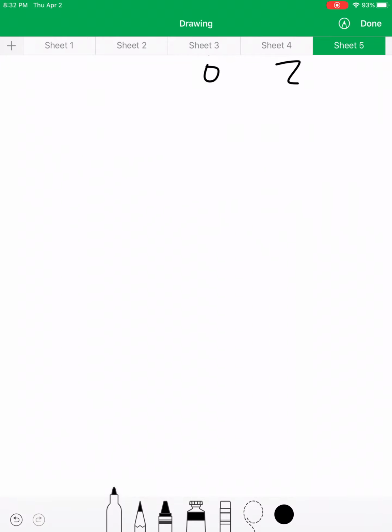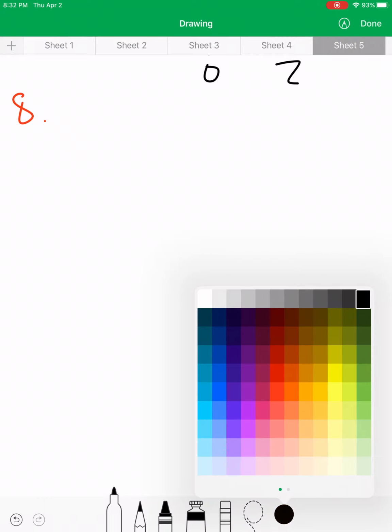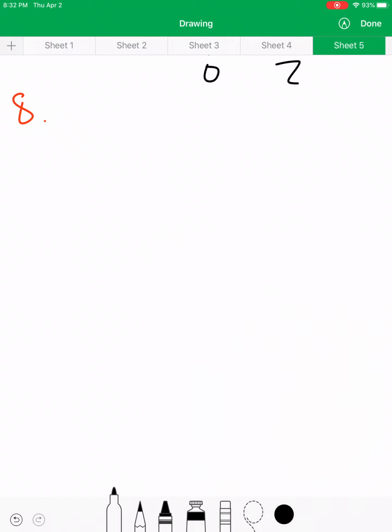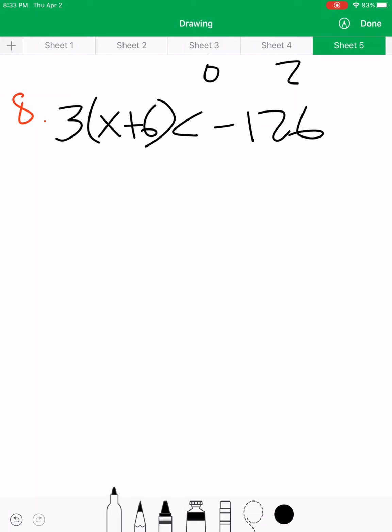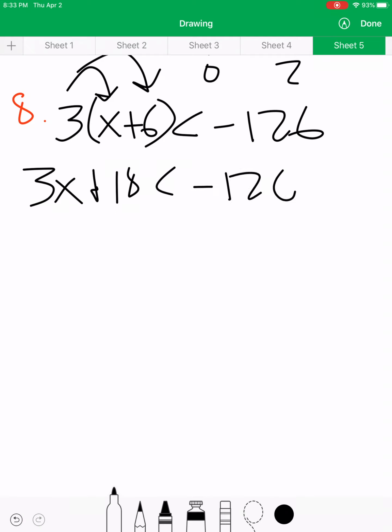All right, moving onwards to number 8, I believe now. Yes, number 8. And it is 3 times x plus 6 is less than negative 126. All right, we have a 3 outside the parentheses. We have to first distribute that 3. So distributive property here, multiply the 3 to what's inside. So that becomes 3x plus 18 is less than negative 126.